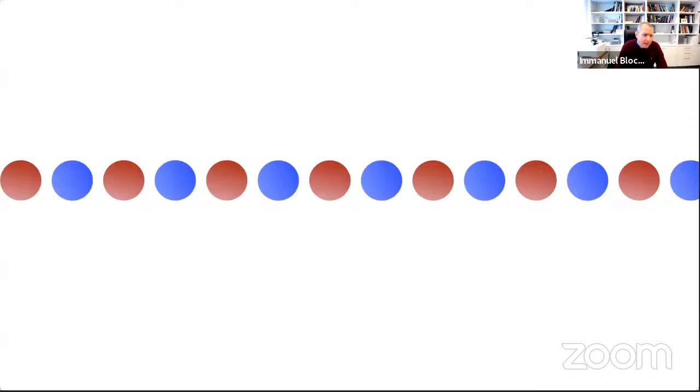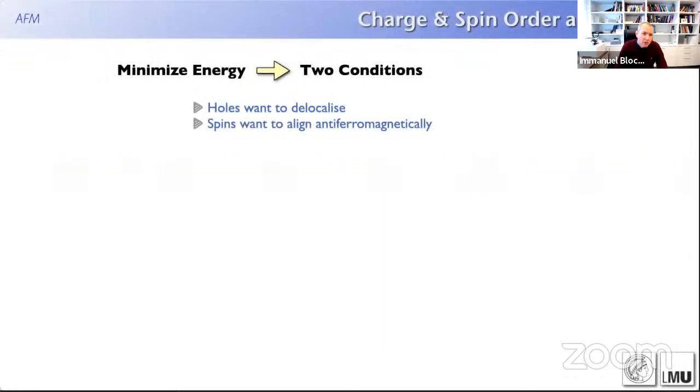So I want to look at the 1D case, and I want to ask, what is the ground state of a 1D antiferromagnetic Heisenberg chain when I put holes into this chain? How does the ground state of the 1D antiferromagnetic system look like? To answer that question, you again have to think about the two things that minimize energy. For holes, remember, they minimize kinetic energy by delocalizing. Spins, on the other hand, in this antiferromagnetic Heisenberg model, minimize magnetic energy by aligning antiferromagnetically.